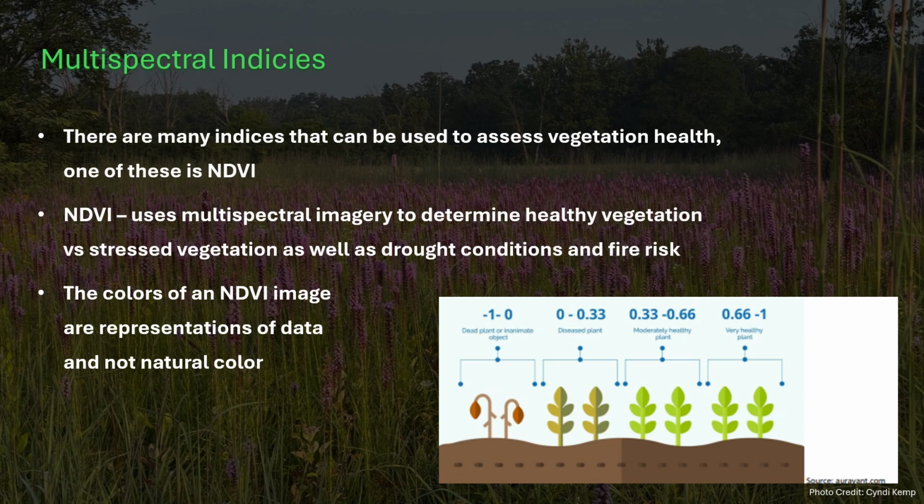There are many indices that can be used to assess vegetation health. One of these is NDVI. It uses multispectral imagery to determine healthy vegetation versus stressed vegetation, as well as identify drought conditions and fire risk. The colors of an NDVI image are representations of data and not natural color.